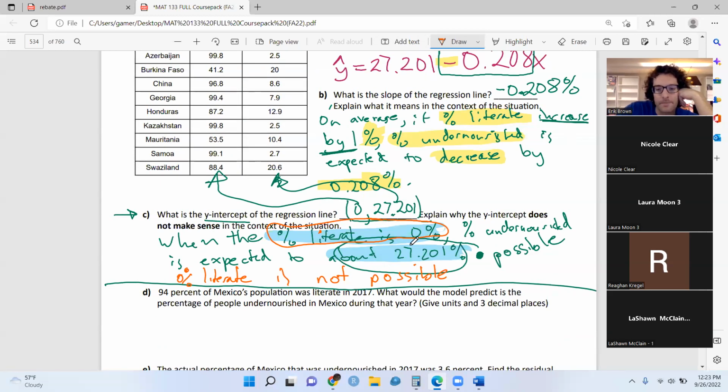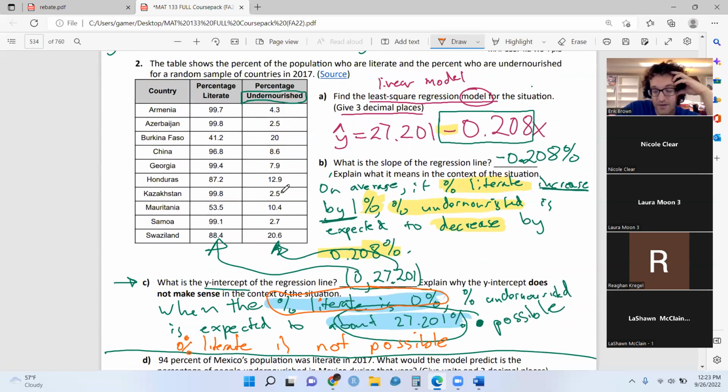Some form of literacy. So anytime you're asked to explain why it doesn't make sense, that's what you're doing. You're looking at the X value. Does 0 make sense in the context? And you're looking at the Y value. Does it make sense in the context? Sometimes Y values are negative. And if this was a negative undernourished, that's not a possible value. So you would state that you can't have negative of these units.